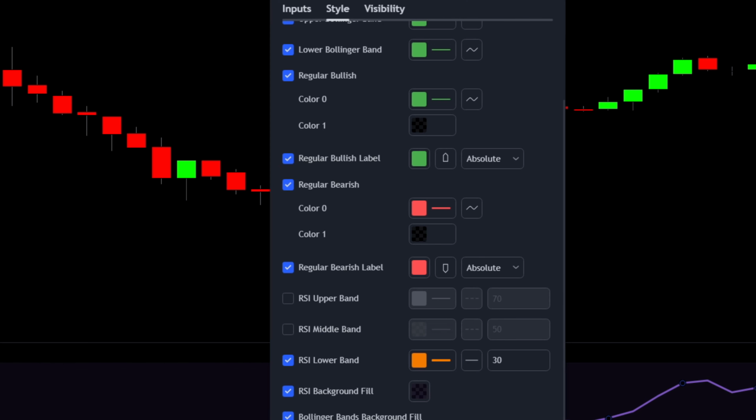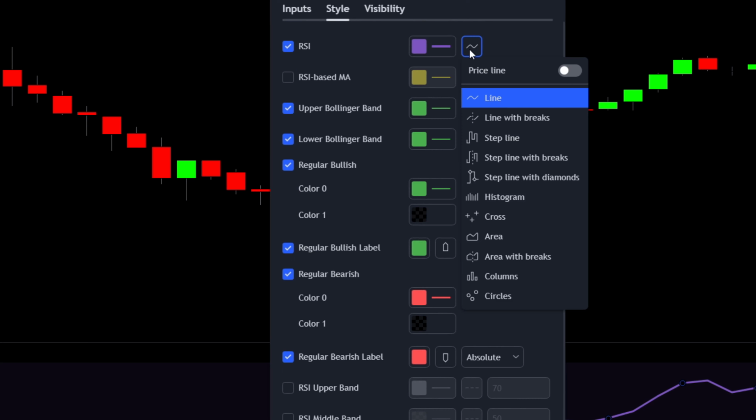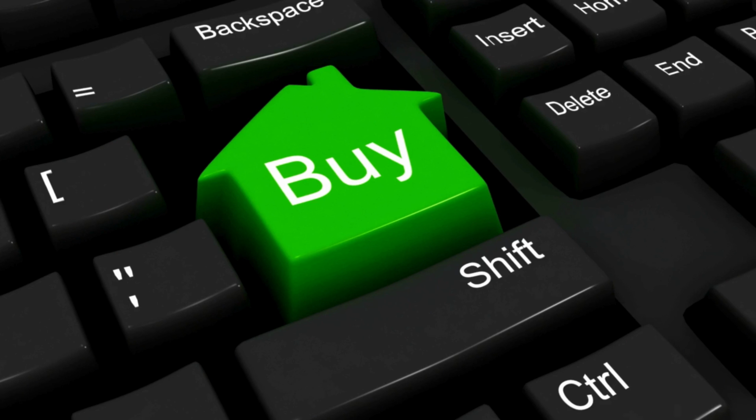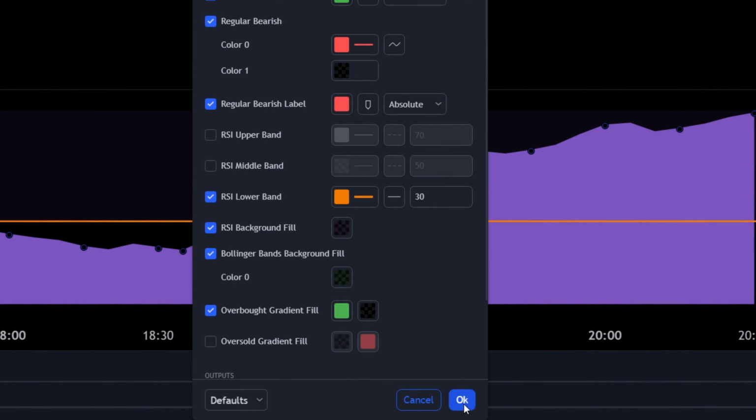We also want to uncheck the oversold fill here, and we actually want to go up to the RSI. We want to press this one here, and we want to make the RSI an area. This will make it so that the buy signals for this strategy will be crystal clear. Now we are ready to go down here and press OK.